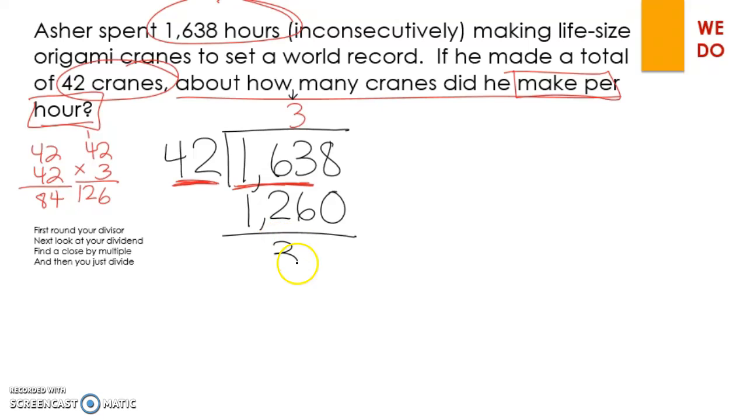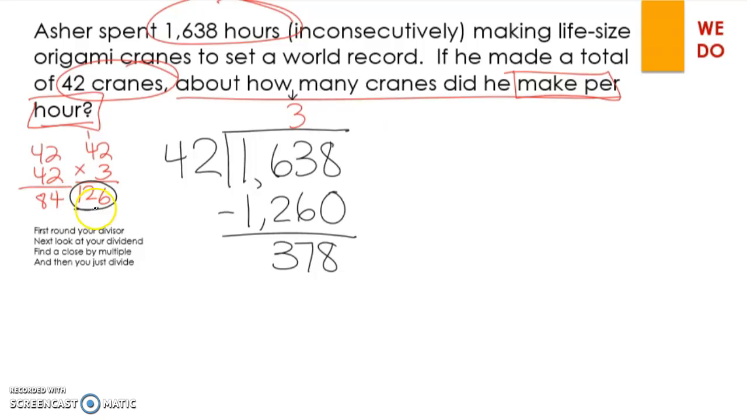When I subtract, I get 378. Now I have to estimate again. About how many times do I think 42 will go into 378? Okay, 3 times is 126.